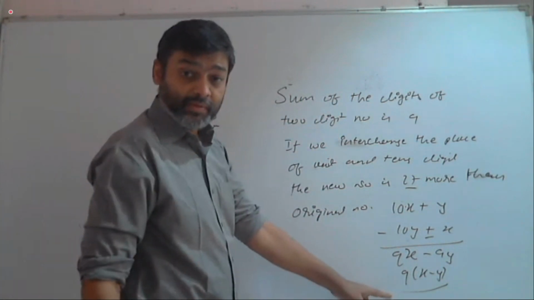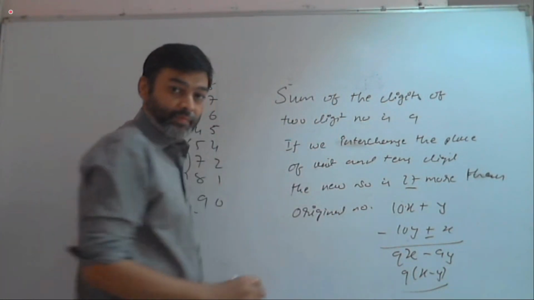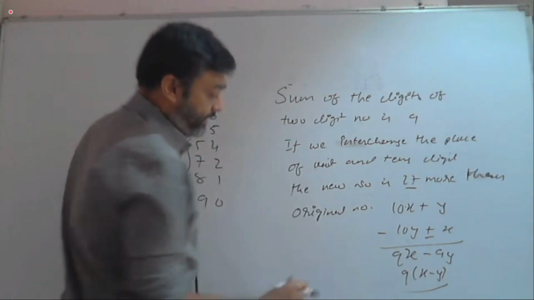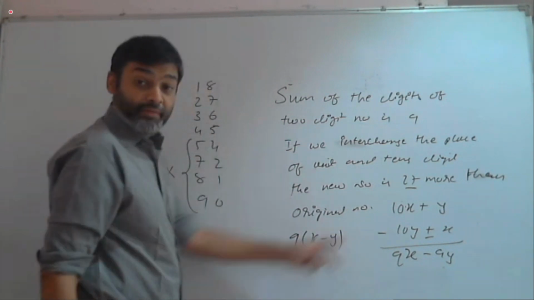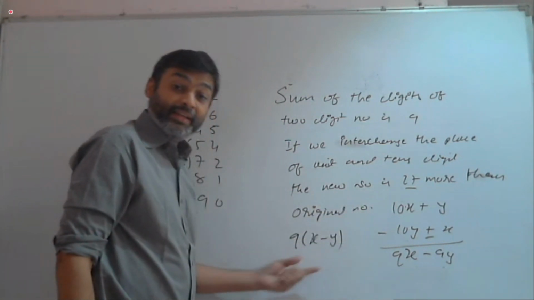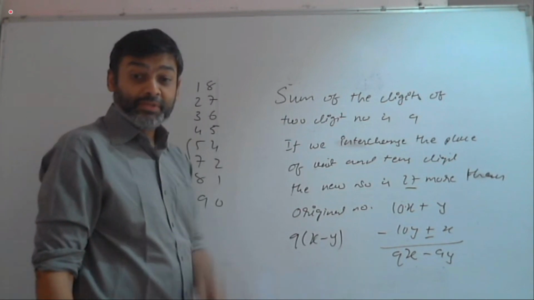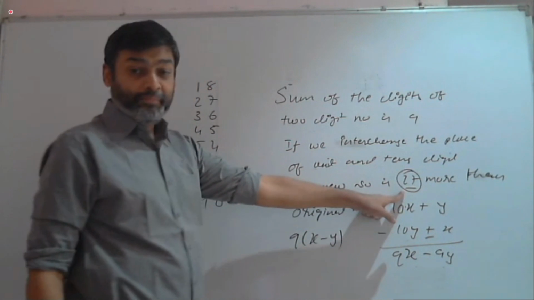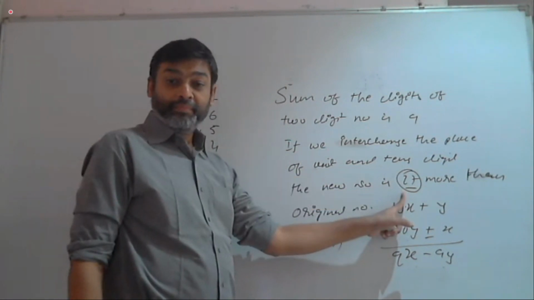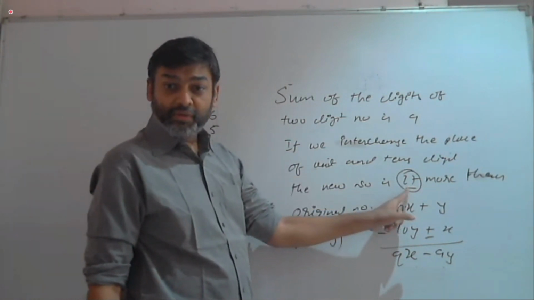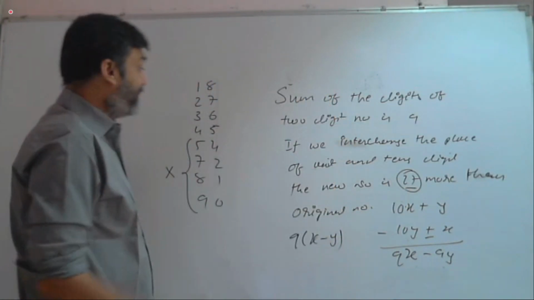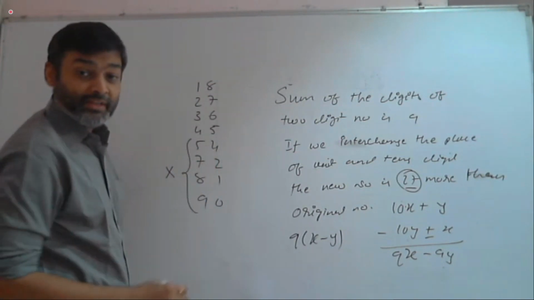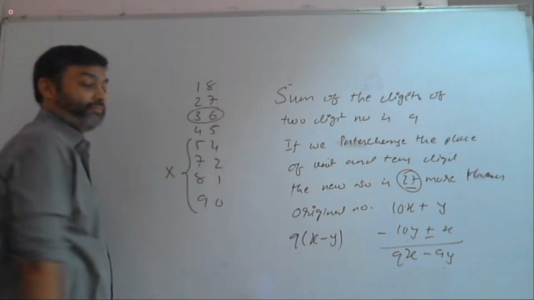Hope you can see this on screen. Visible to everyone? I'm writing this down: 9 times x minus y. That means the difference of two numbers is always 9 times the difference of the digits. That means the difference is a multiple of 9. So the difference is right. Is it a multiple of 9? Right? So if you divide this difference by 9, you get 3. 3 means your digit difference is 3. That means I select only those numbers whose digit difference is 3, and that is 36.